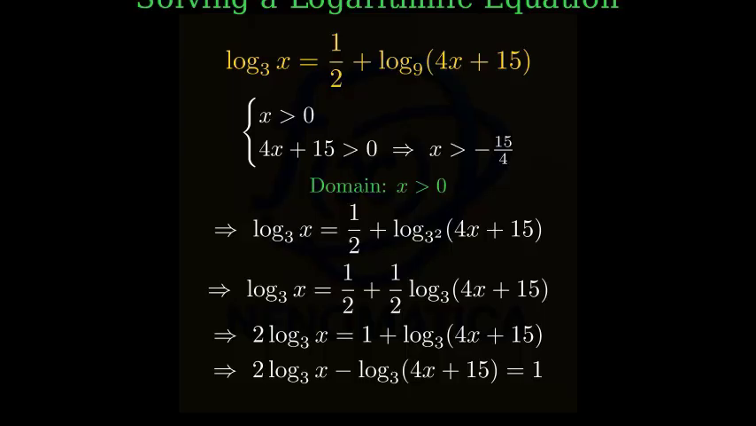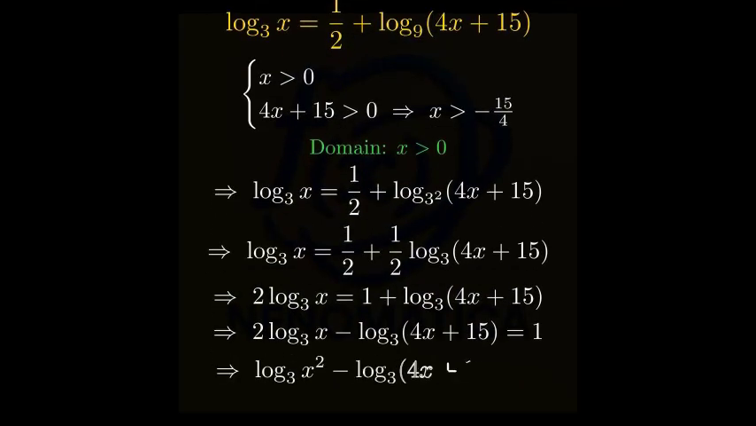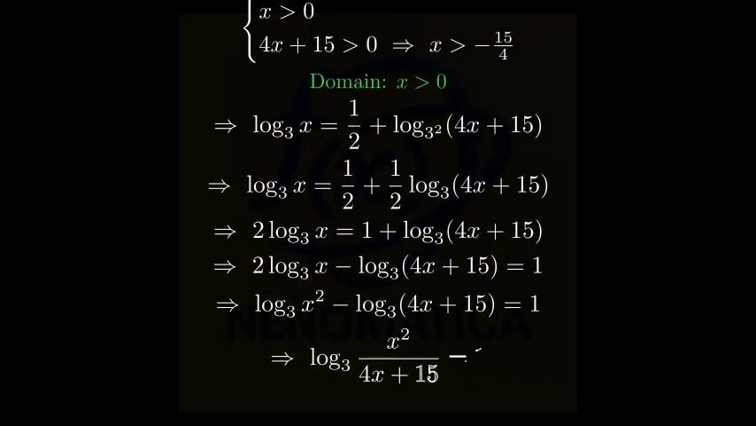Step 5. Apply the power rule. 2 times a logarithm equals the log of the square. So we have log base 3 of x squared minus log base 3 of the quantity 4x plus 15 equals 1. Step 6. Apply the quotient rule to combine the difference of logs into a single logarithm. We obtain log base 3 of x squared over the quantity 4x plus 15 equals 1.